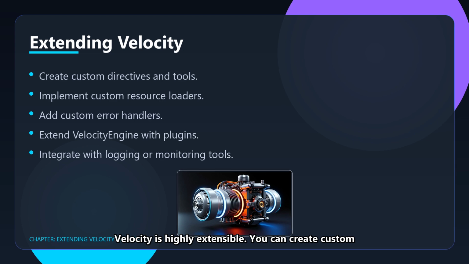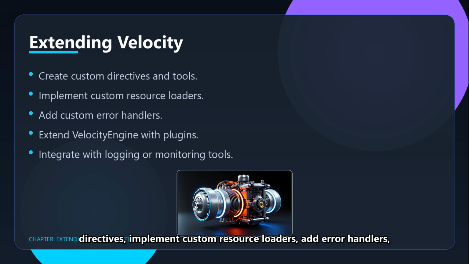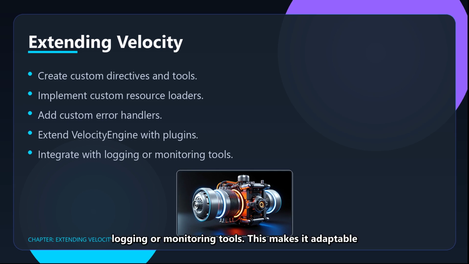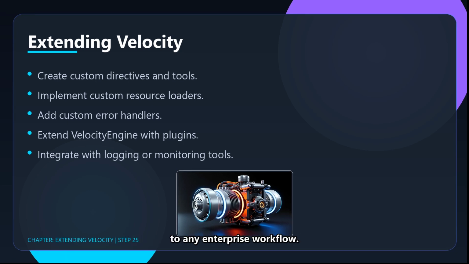Velocity is highly extensible. You can create custom directives, implement custom resource loaders, add error handlers, extend the engine with plugins, and integrate with logging or monitoring tools. This makes it adaptable to any enterprise workflow.